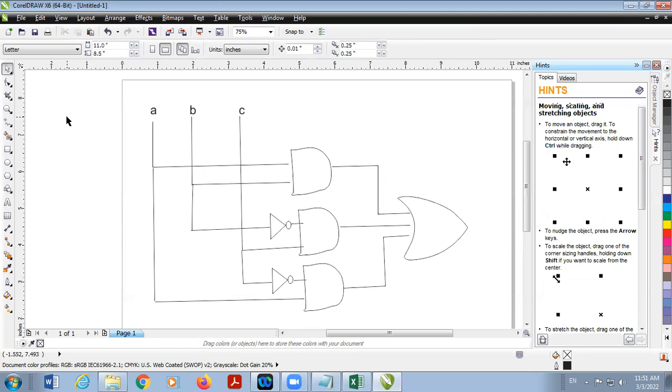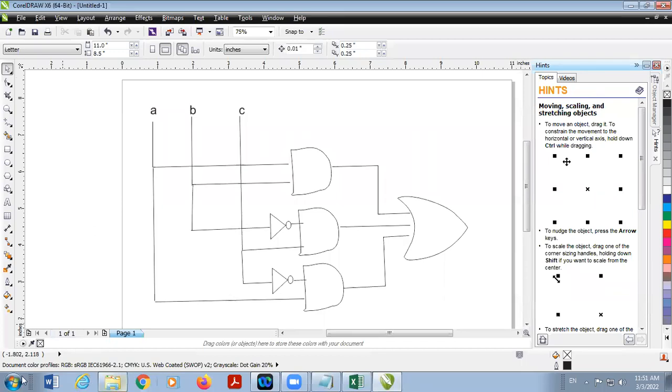So any doubt? Deepak, you unmute yourself. Deepak, your marks is 9.5. Okay. Okay, sir. So any doubt from your side, if you have, then we can discuss that.